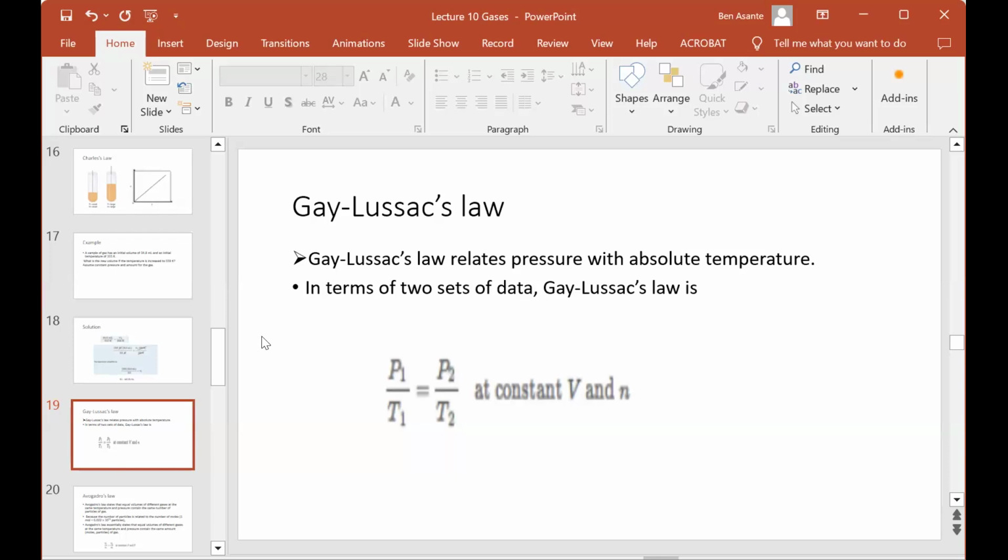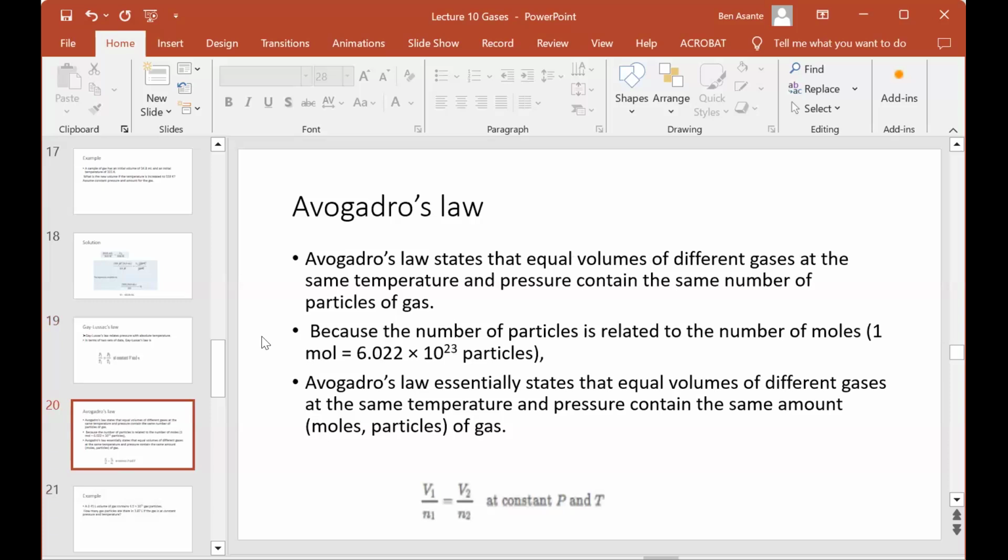But this one is Gay-Lussac's law, P1 over T1 equals P2 over T2, at constant volume and number of moles. And then this one is Avogadro's law. Don't forget, with Gay-Lussac's law you have to know what is kept constant. In some problems you won't be explicitly told that these are constant, but the information in the problem will tell you that these are constant.